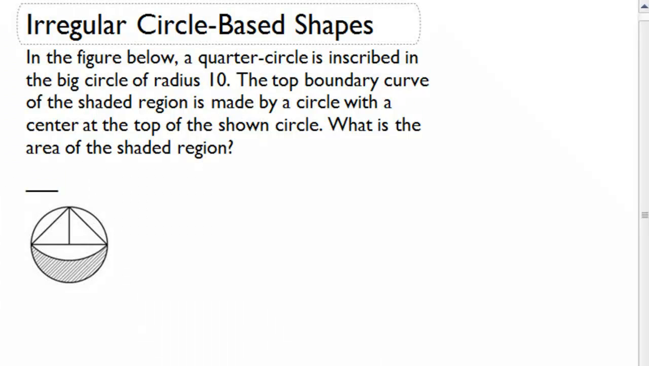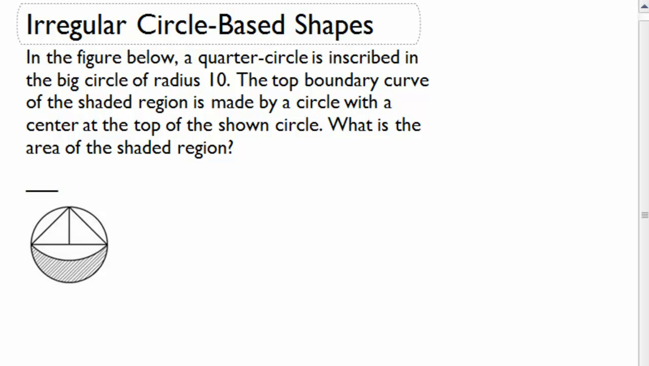Now let's talk about how to solve problems that deal with irregular circle-based shapes. In the figure below, a quarter circle is inscribed in the big circle of radius 10. The top boundary curve of the shaded region is made by a circle with its center at the top of the shown circle. What is the area of the shaded region?